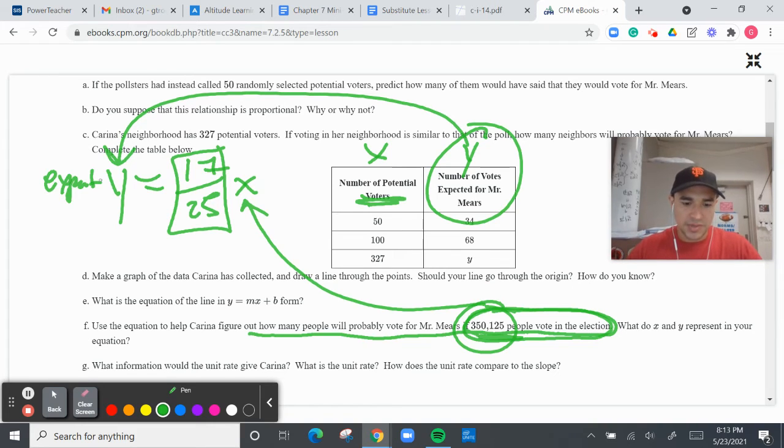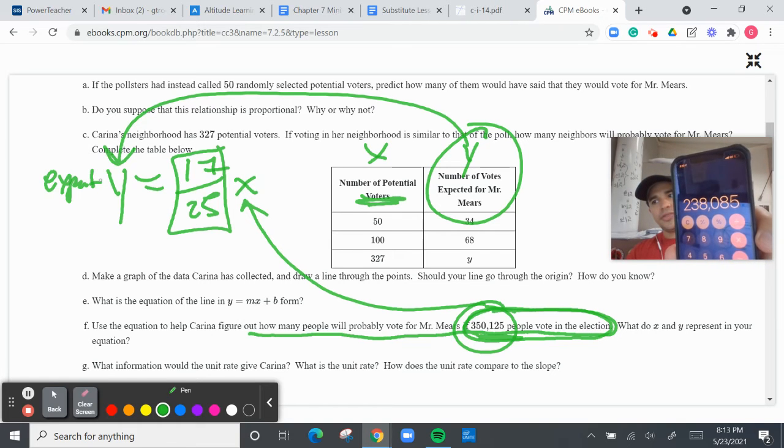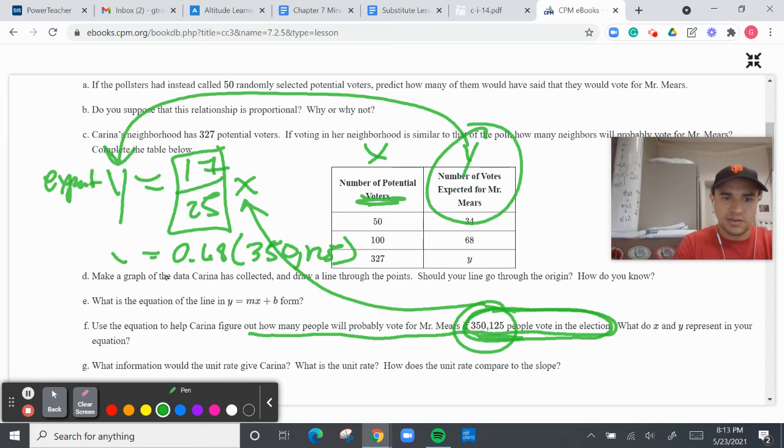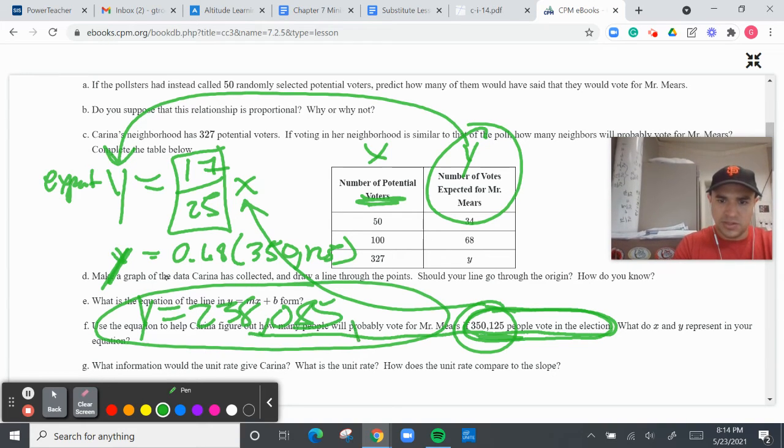So 17 divided by 25 is 0.68. And then you times that by 350,125. That is 238,085. All right. So you plug that in. So 0.68 times 350,125 equals y. And y equals 238,085 potential voters.